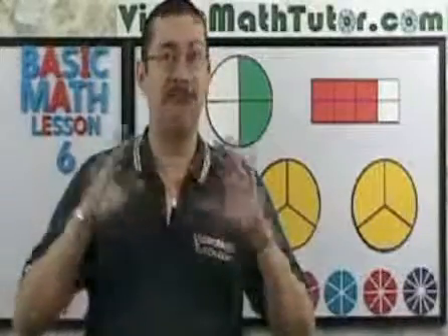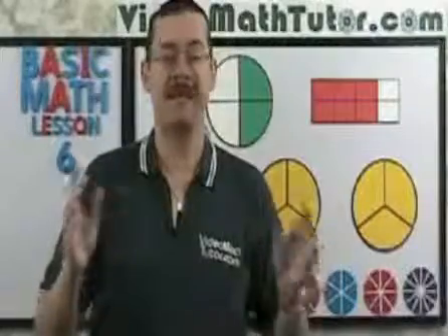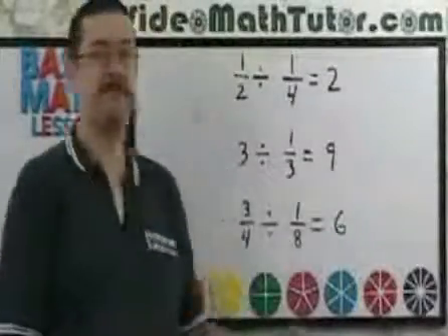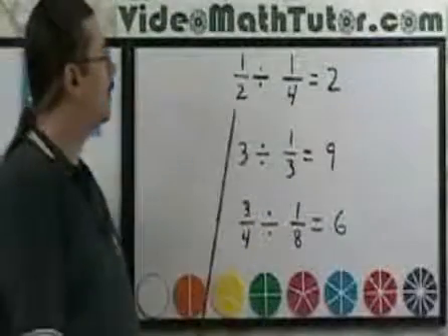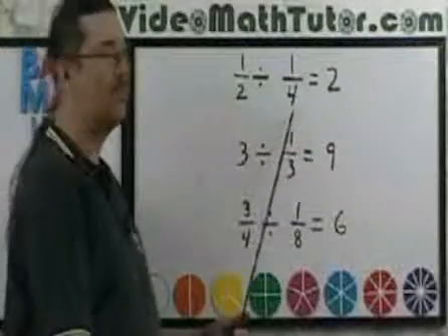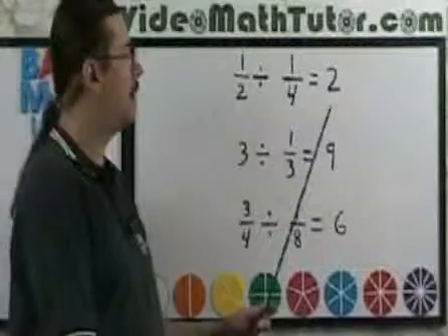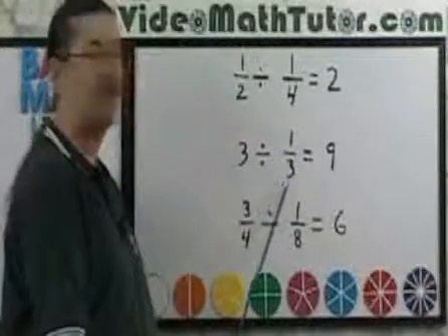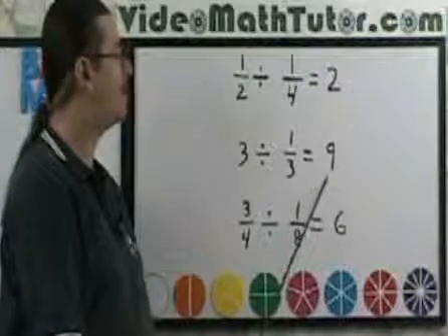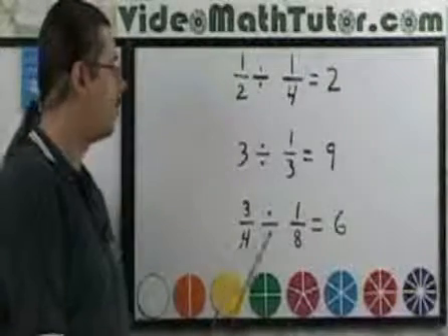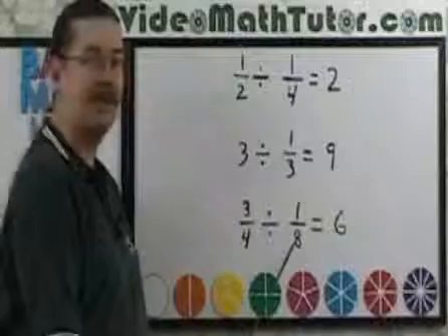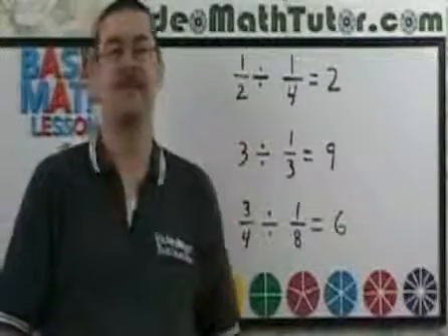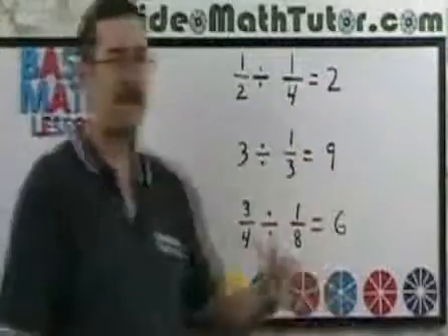Now we can actually represent mathematically everything I just said as follows. Now the graphs we just had can be replaced like this. If you have a half divided into fourths, you have 2 slices. 3 whole parts divided into thirds is 9 pieces. 3 quarters divided into eighths, you have 6 little pieces. Now, we get these results because we had the pictures.